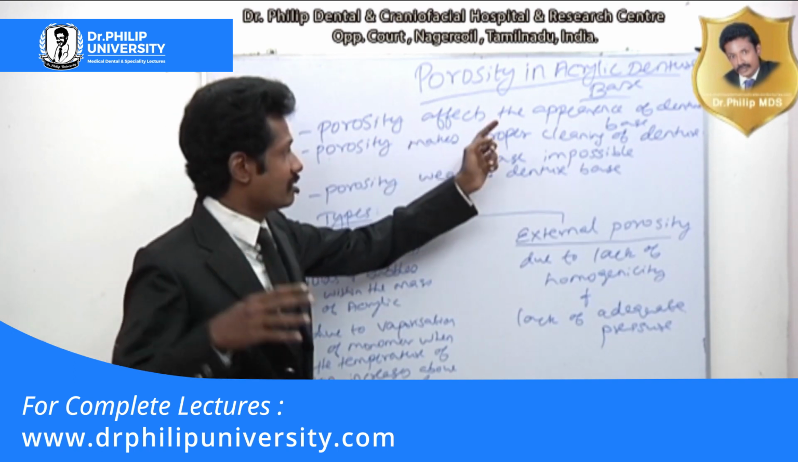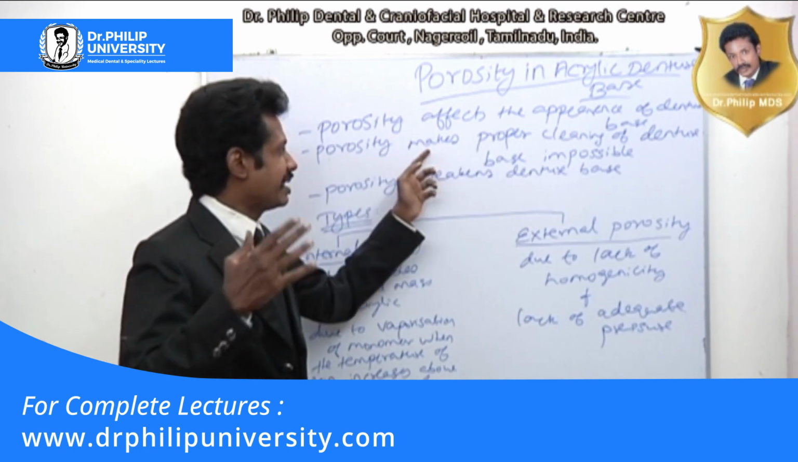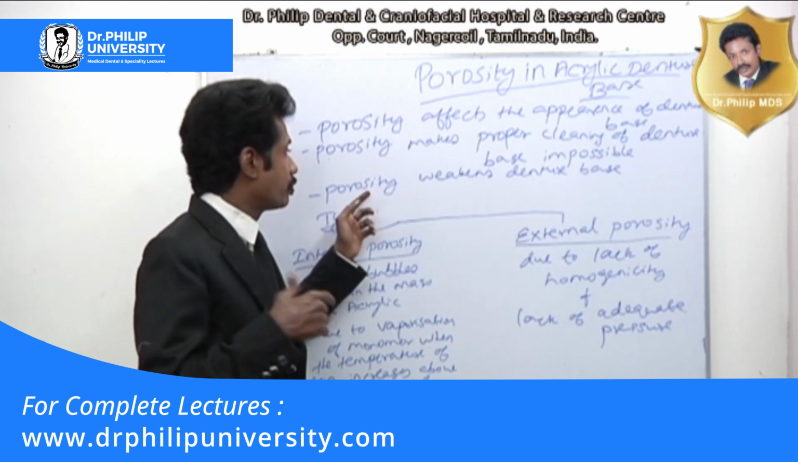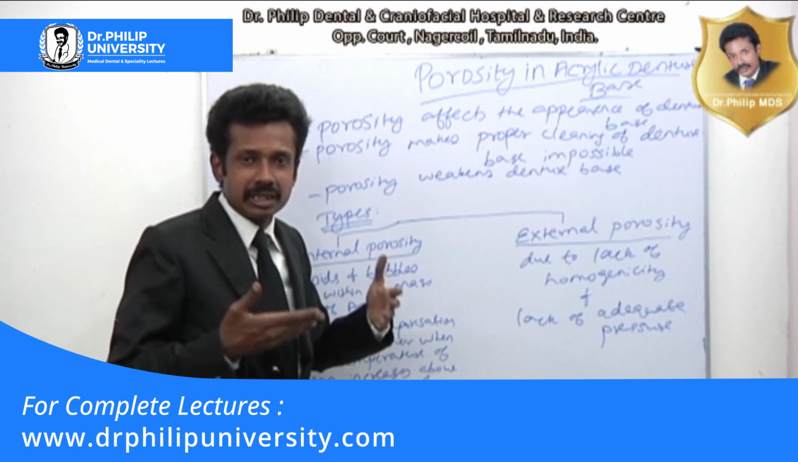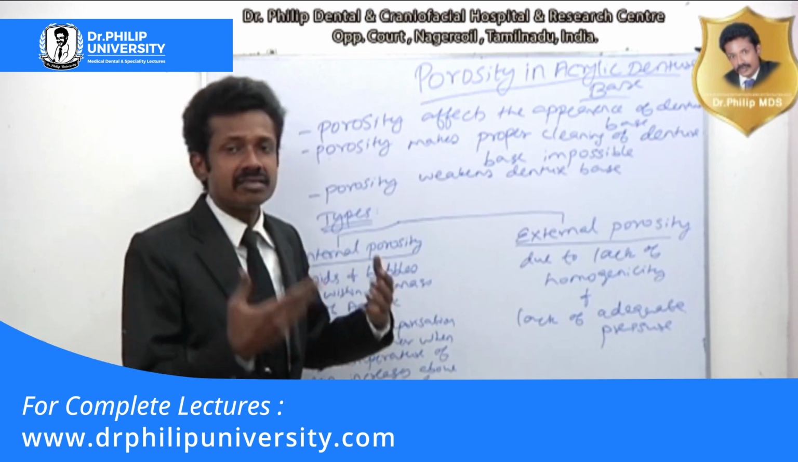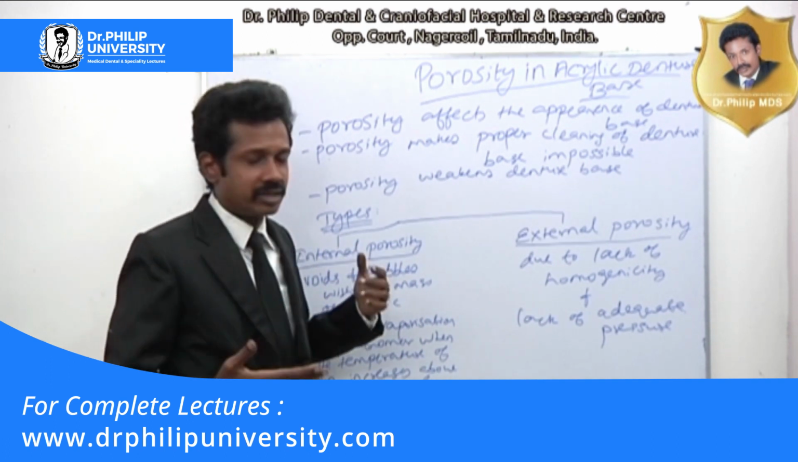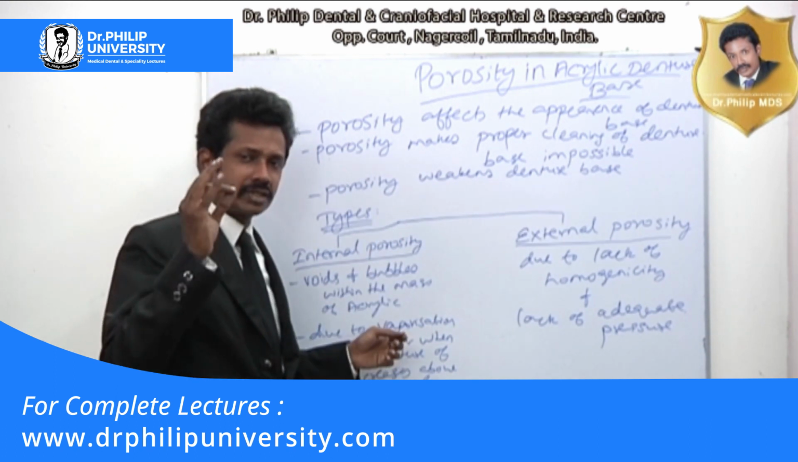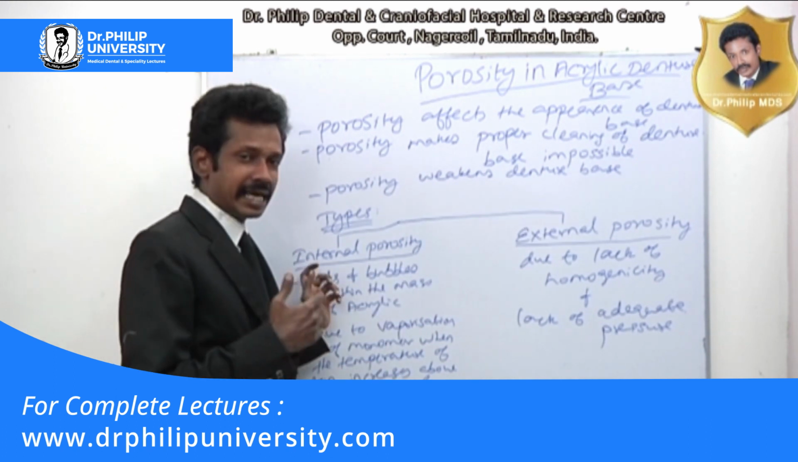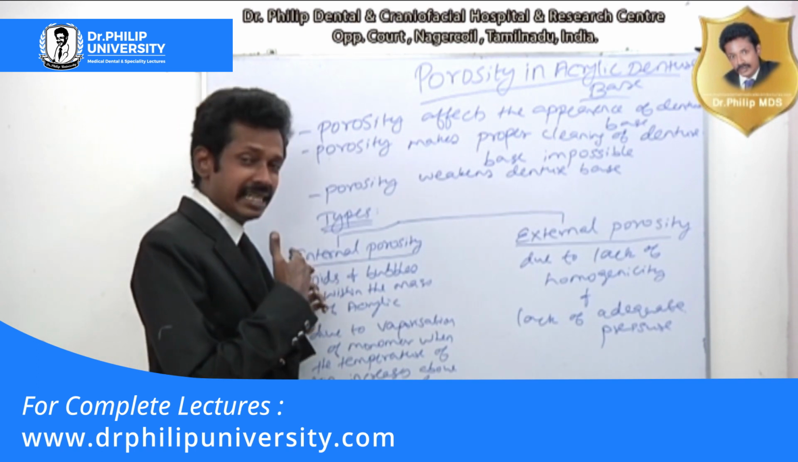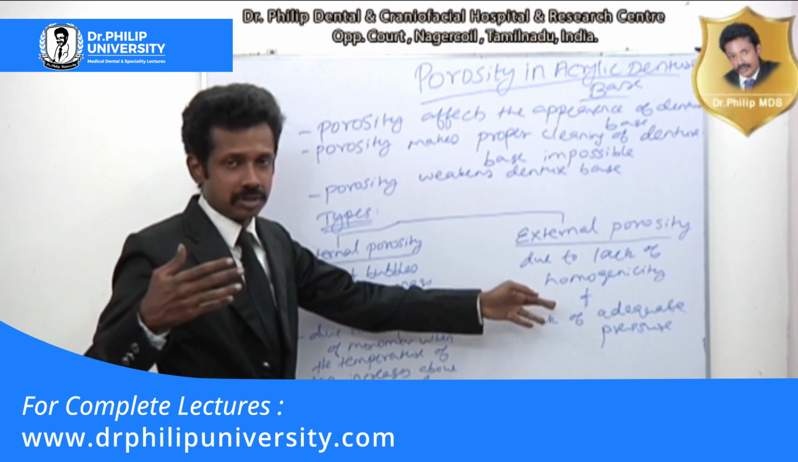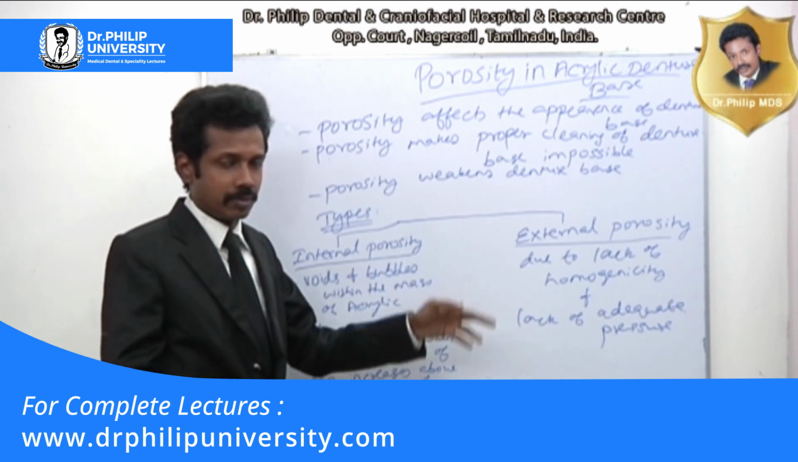Porosity affects the appearance of the denture base. Porosity makes proper cleaning of the denture base impossible. And porosity weakens the denture base; it reduces the strength of the denture base. Yes. And now coming to the classic two types of porosities: seen inside, internal porosity; seen outside, external porosity. Internal porosity, external porosity.